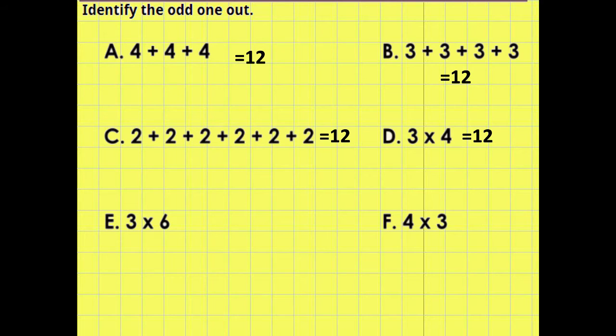3 times 6 equals 18. And 4 times 3 equals 12. So our odd one out is E, 3 times 6. Well done if you got that right. So all the others equal 12, and that one, E, equals 18.